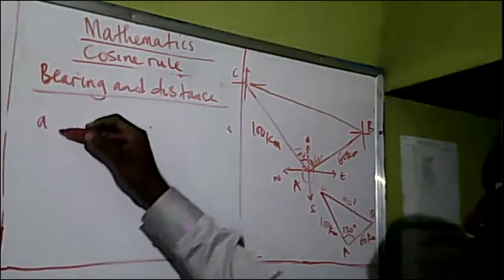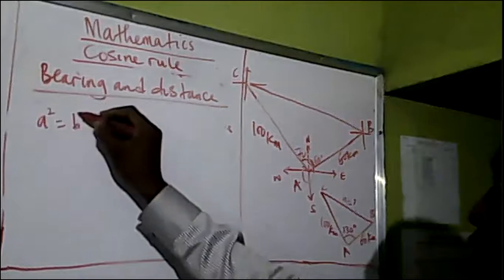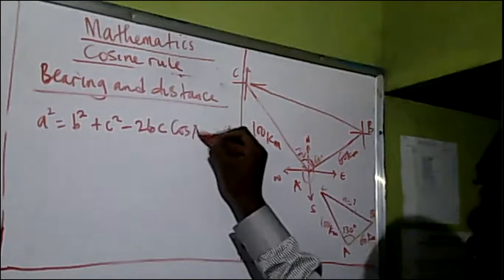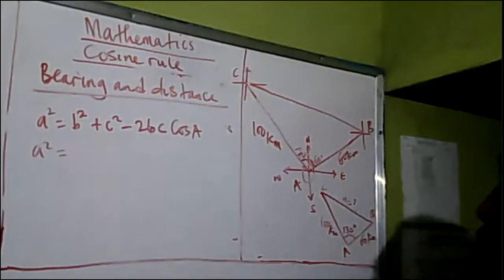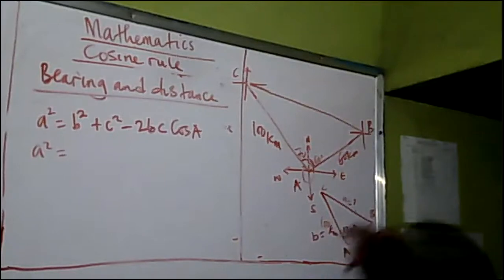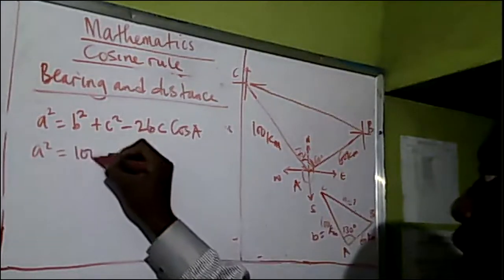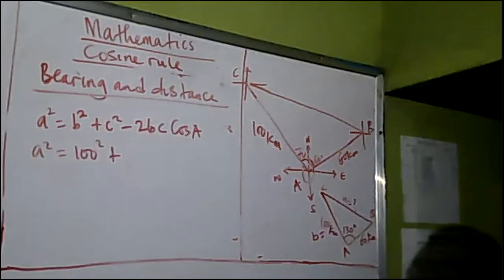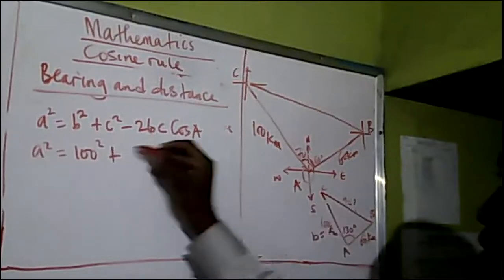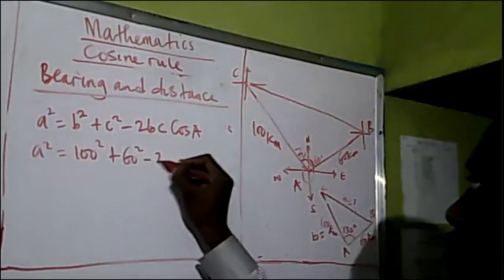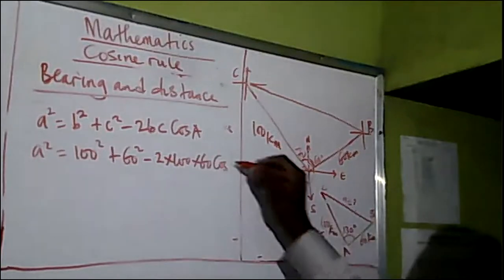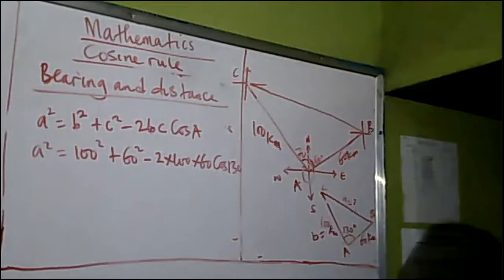So using your cosine rule, a squared is equal to b squared plus c squared minus 2bc cos A. So a squared is equal to, what's b? This is your small b, 100, facing this angle. So 100 squared plus, what's c? This is your small c, facing this angle, 60 squared, minus 2 times 100 times 60 cos A, which is 130. So it's in the second quadrant.